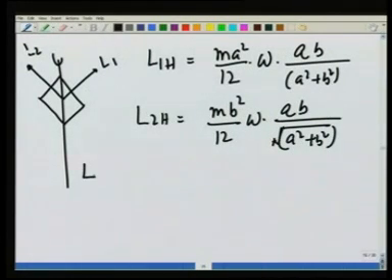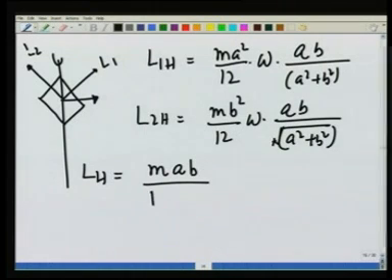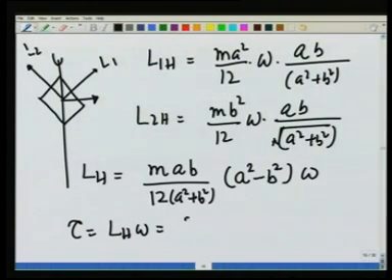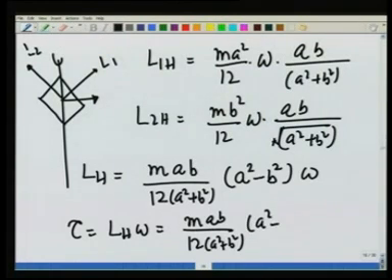And therefore, L horizontal, going to the right, is equal to m a b over 12 times (a square plus b square) times (a square minus b square). And therefore, the torque, which is L horizontal times omega, is going to be m a b over 12 times (a square plus b square) times (a square minus b square) times omega square.